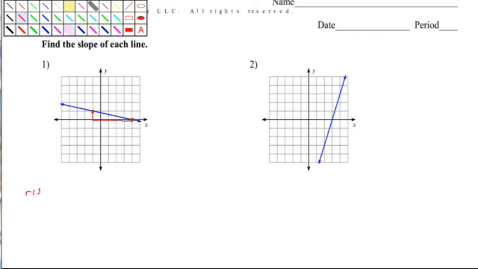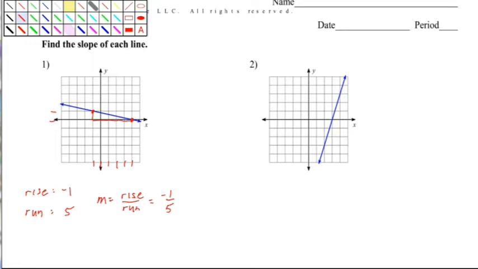And the rise for this particular problem is going to be down 1, so that's -1. And the run for this particular problem is 1, 2, 3, 4, 5 to the right, so that's positive. So this is the run, and this is 5. So slope is equal to rise over run is equal to -1/5. Pause the video and give number two a try, then resume the video to see the solution.